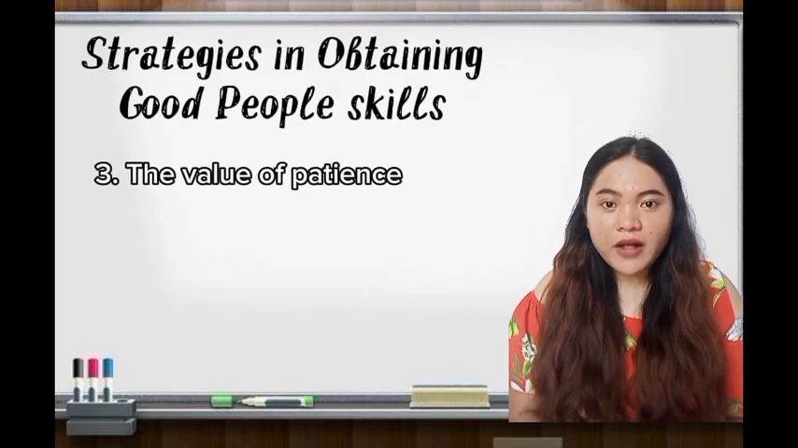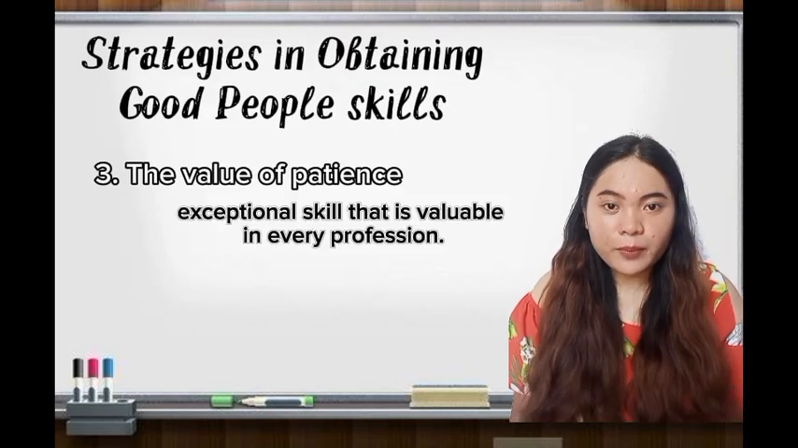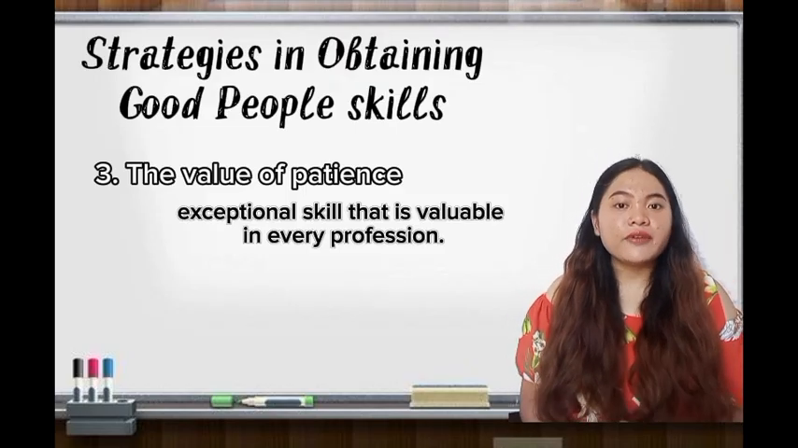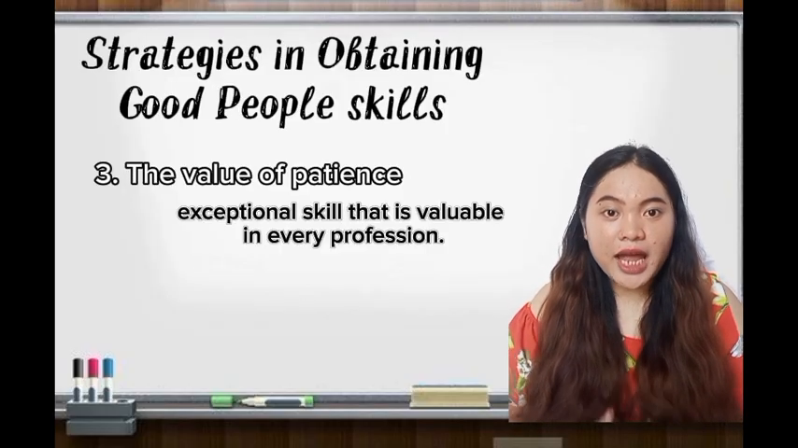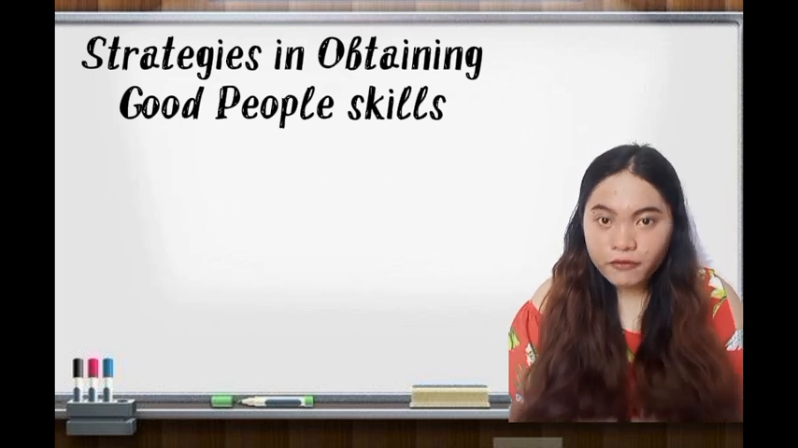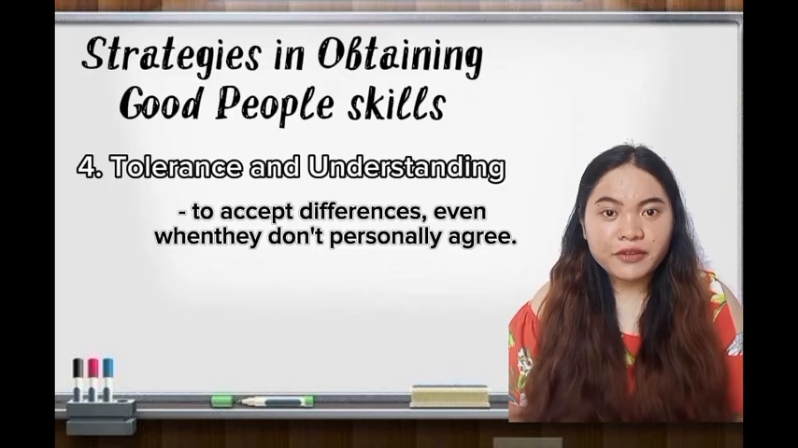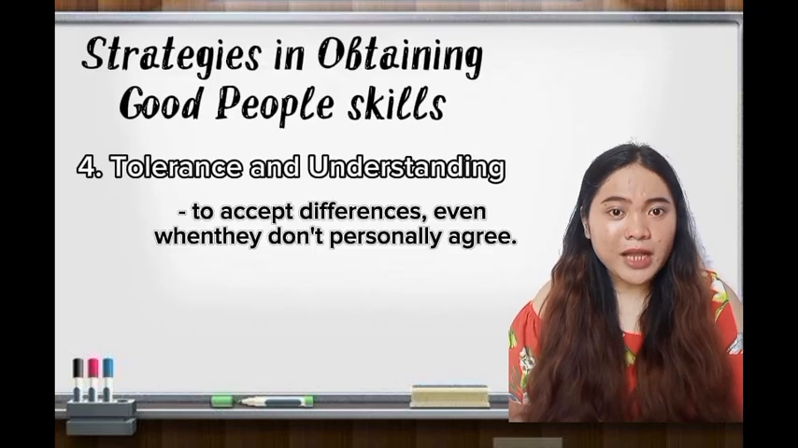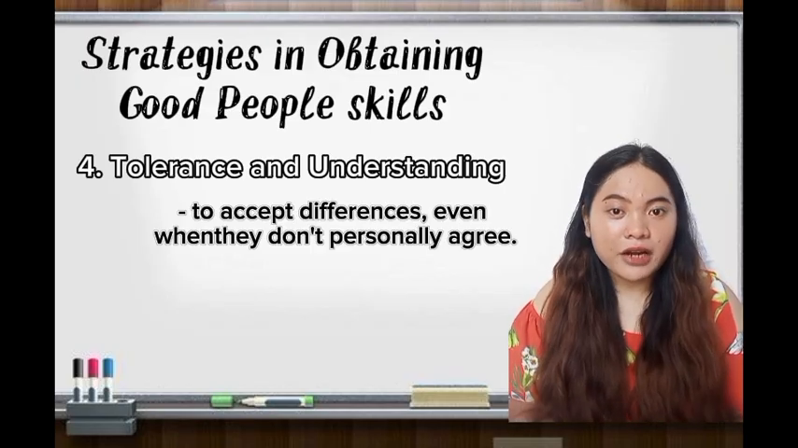Number three, the value of patience. Patience is an exceptional people skill that is valuable in every profession. It involves being able to maintain an even temper, repeat and explain information as necessary, and control anger in even the most trying situations. 4. Tolerance and understanding. Having tolerance and understanding for the differences of others leads to success. Tolerant people have the ability to accept differences even when they don't personally agree with them.